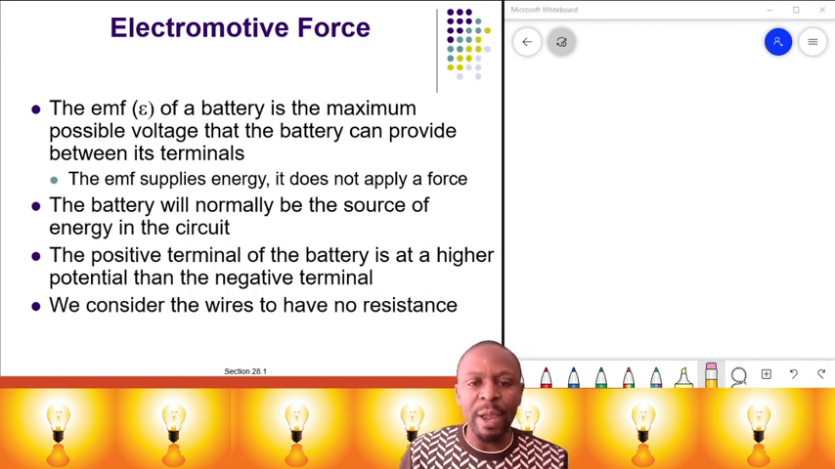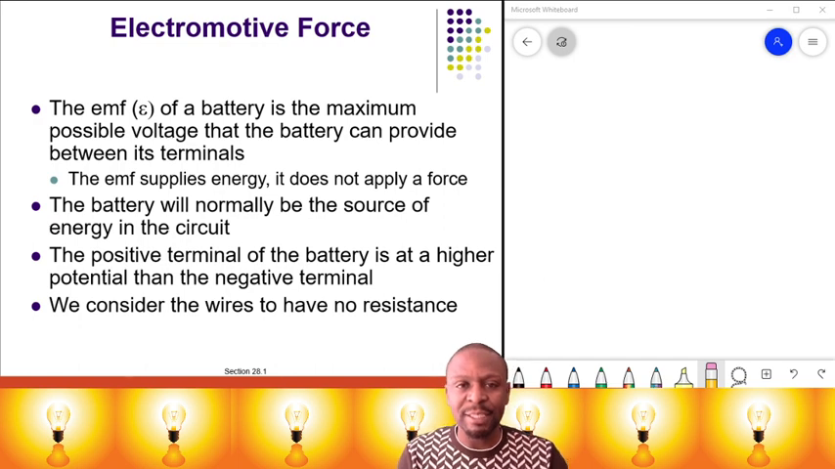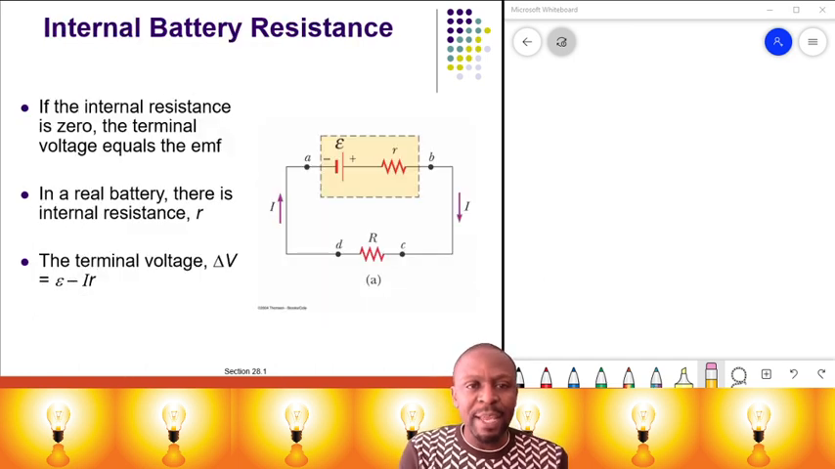Now we consider the connecting wires in the circuit to have no resistance. Now, if the internal resistance is 0, the terminal voltage equals the EMF. In a real battery, there is an internal resistance. For example, you can take this shaded area here as your battery with a certain EMF as well as the internal resistance r.